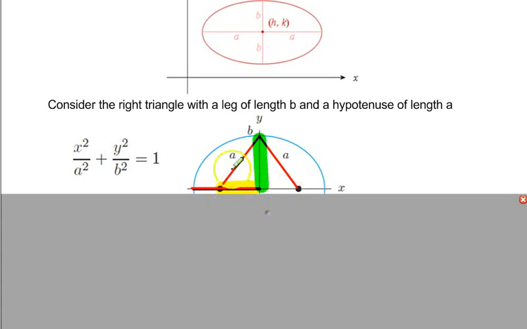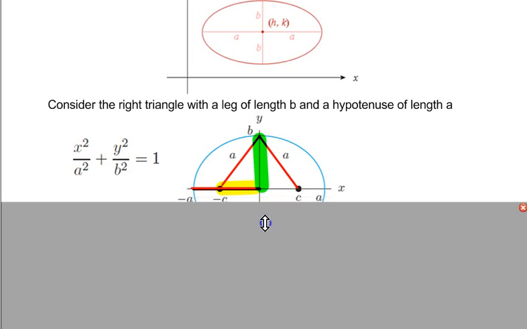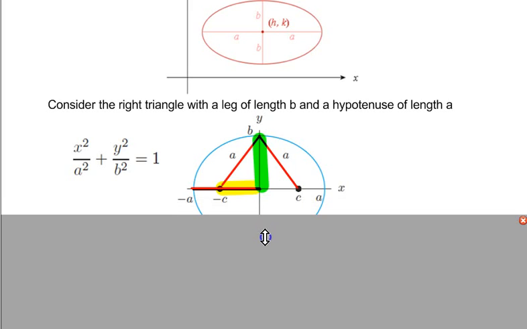So the question is, what is the length of this leg right here? We're going to call it C, okay? And really, the distance from the center of the ellipse to C is the location of the focal points.